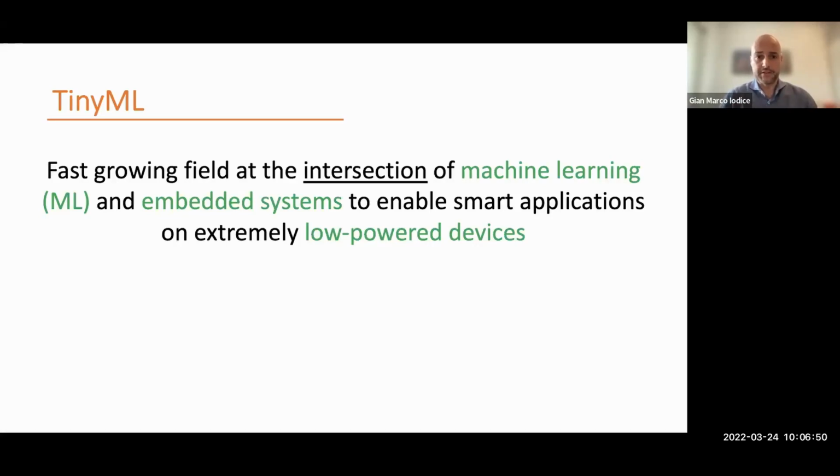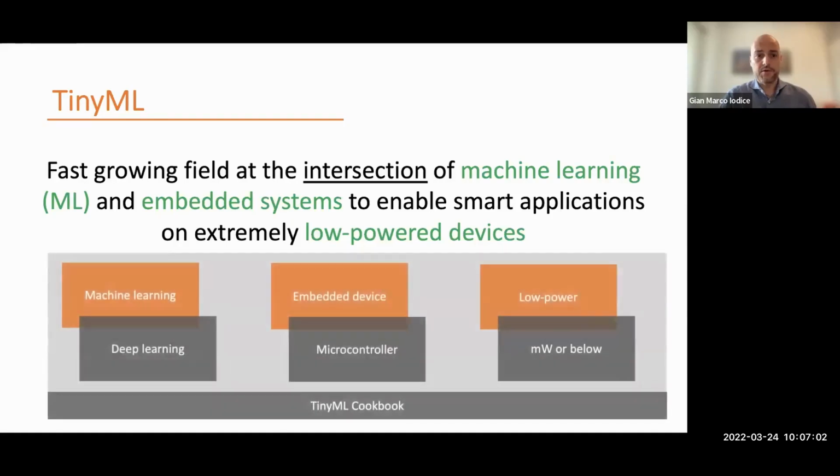So machine learning, embedded system, and low-power devices. These are the ingredients that can unlock TinyML applications. In the context of the TinyML Cookbook, machine learning is actually deep learning, and the terms will be used indistinctly.